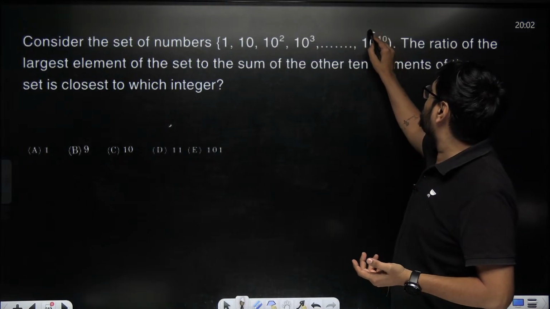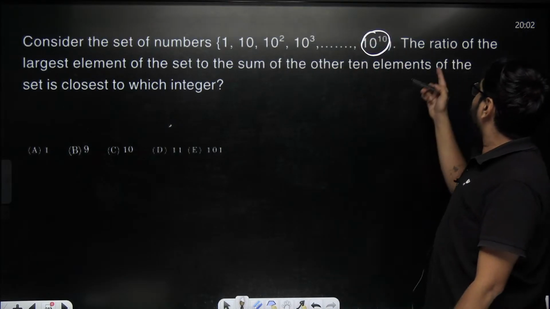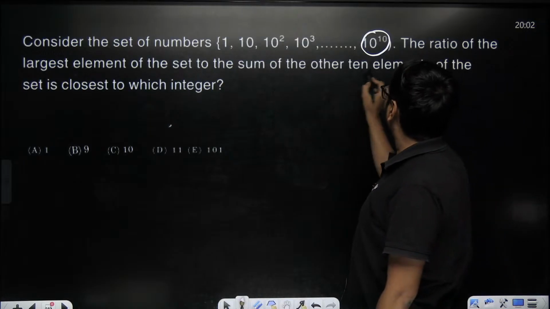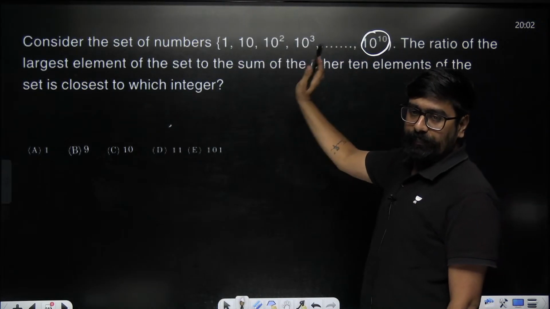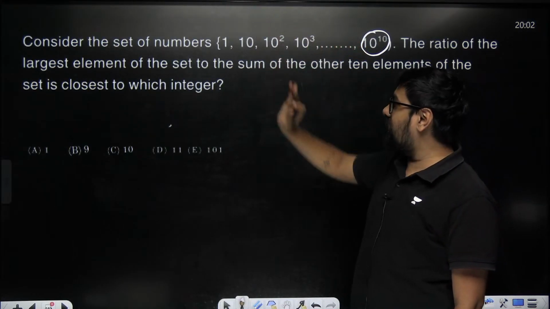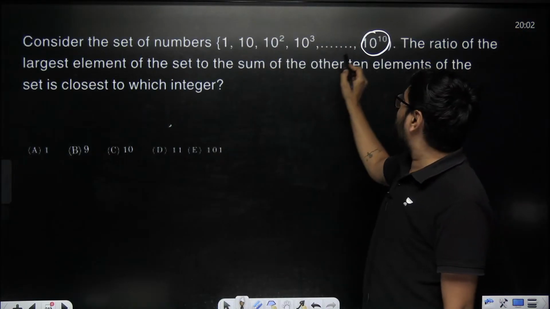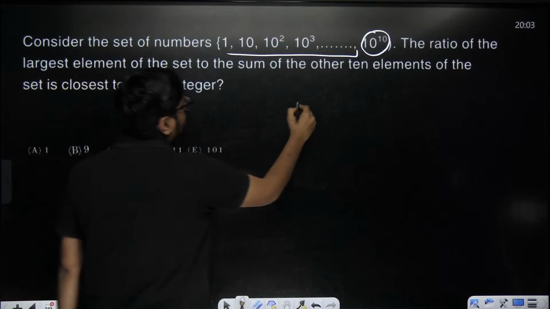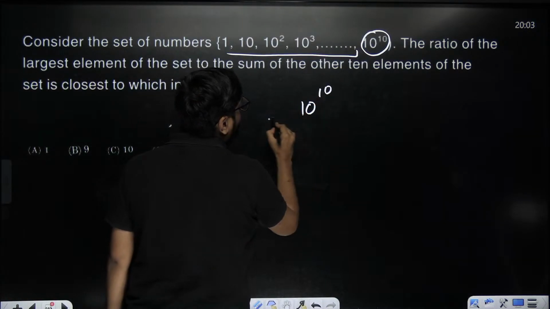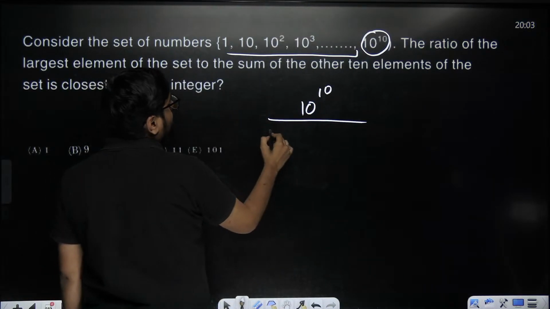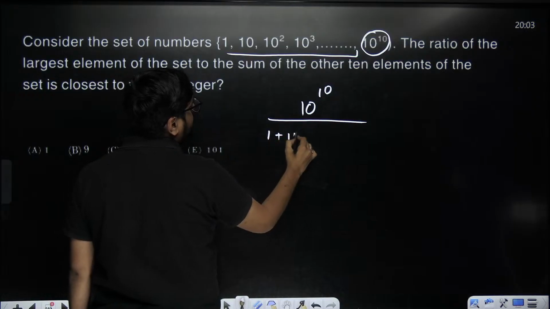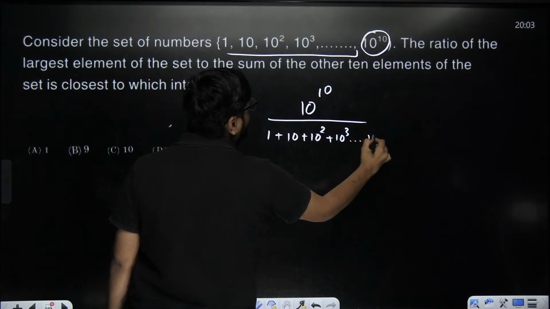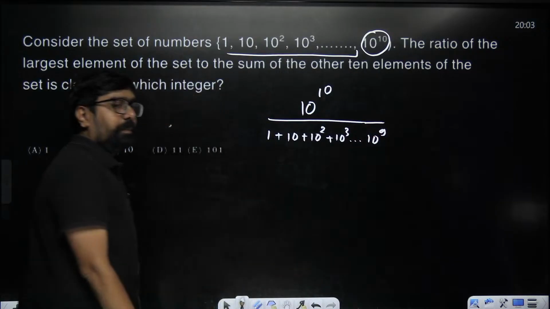The largest element of the set will be 10 to the power 10, and the ratio we need to find is the largest element of the set to the sum of the other 10 elements. There are 11 elements over here, 10 to the power 10 and 1 is also there. So the other 10 elements, that means 1 to 10 to the power 9, sum of these. So the largest element of the set is 10 to the power 10, divided by the sum of the other 10 elements, that means 1 plus 10 plus 10 square plus 10 cube till 10 to the power 9.